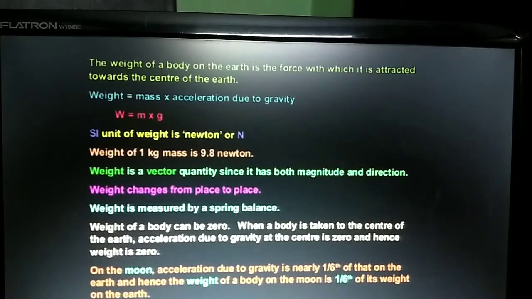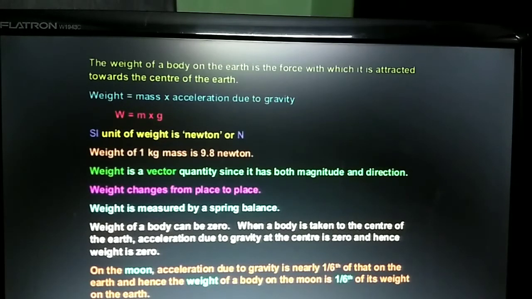And the value of g is more at the poles and less at the equator. Therefore, the weight of the body is more at the poles and less at the equator. So, in other words, a body weighs more at the poles and less at the equator. The value of g on the surface of different planets of the solar system is different. Therefore, the weight of the body is also different on the different planets.